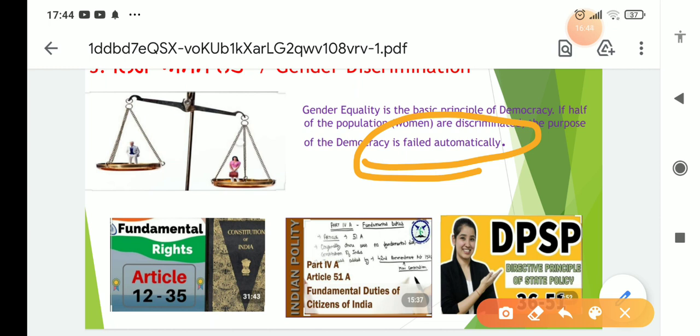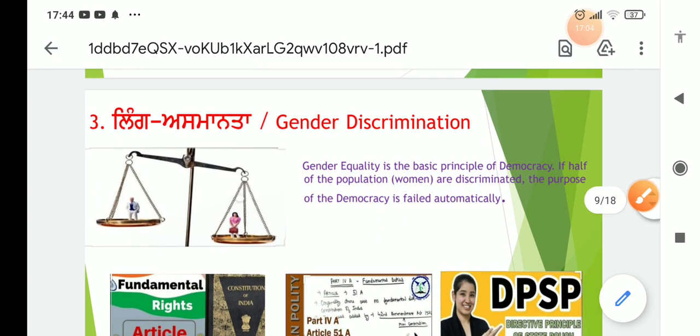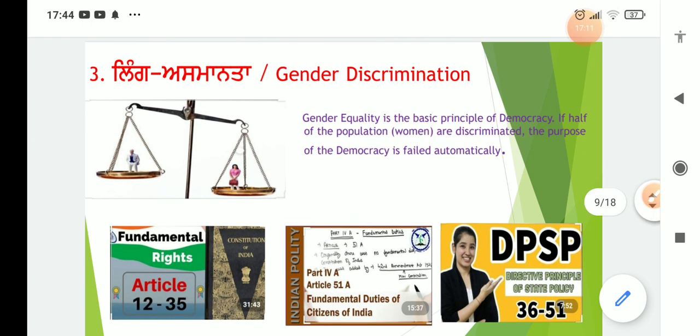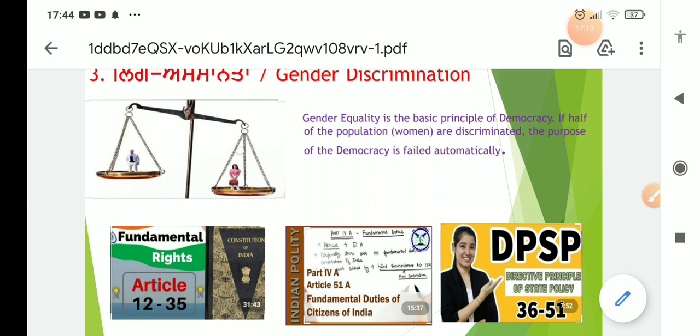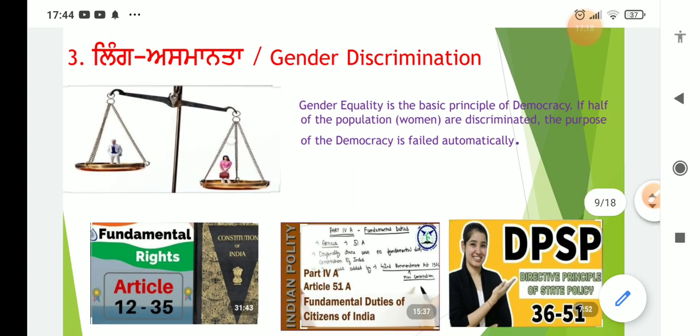Asamanta hai, right? Articles 12 to 35, fundamental rights, are equally given to all, right? And then we have Part 4A, fundamental duties, equally applicable to all, and we have DPSP, directive principles of state policy, which apply to all. So steps have been taken, though still we see gender discrimination in our society, and until we overcome this sort of disparity, we cannot see India becoming a true democracy, right?